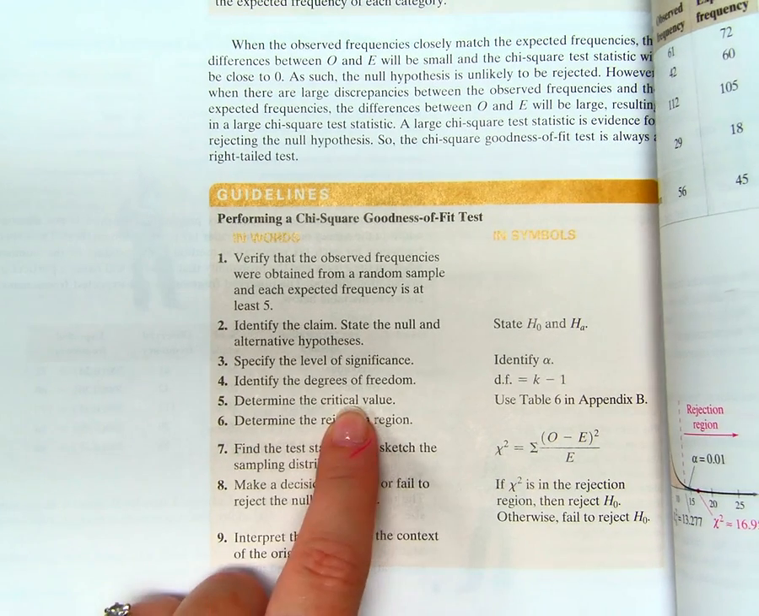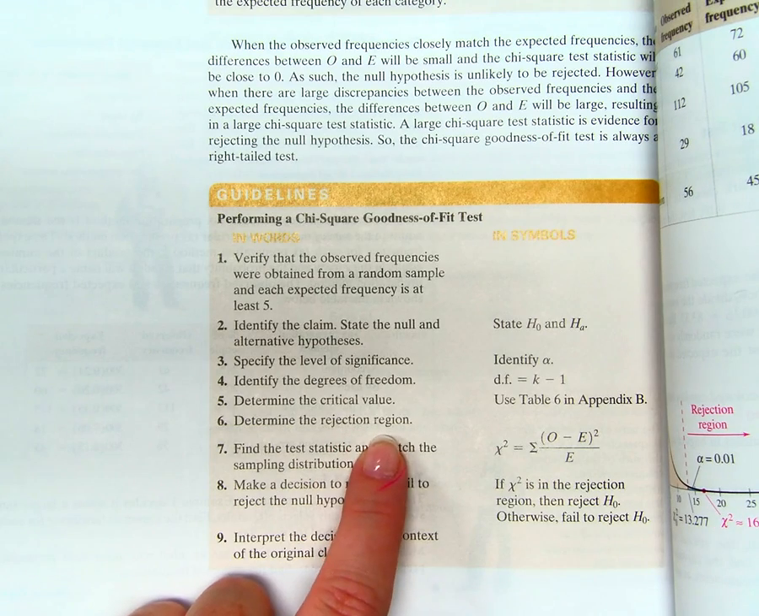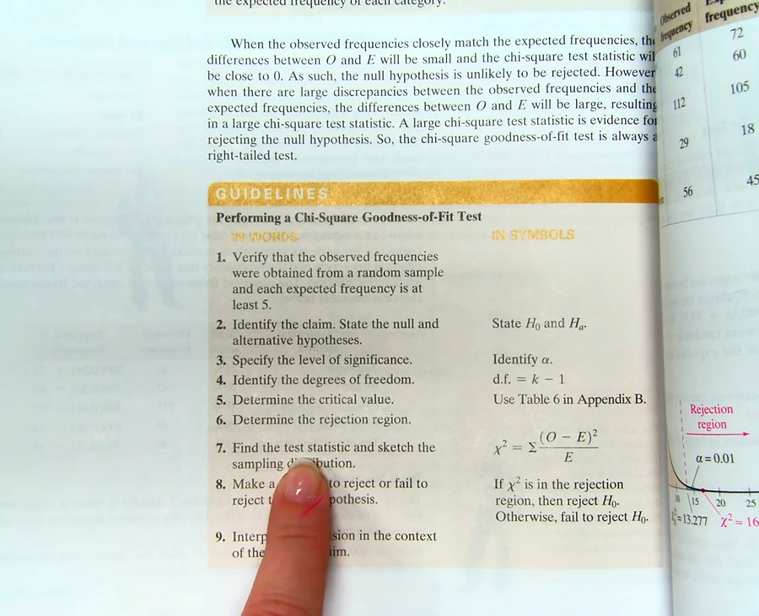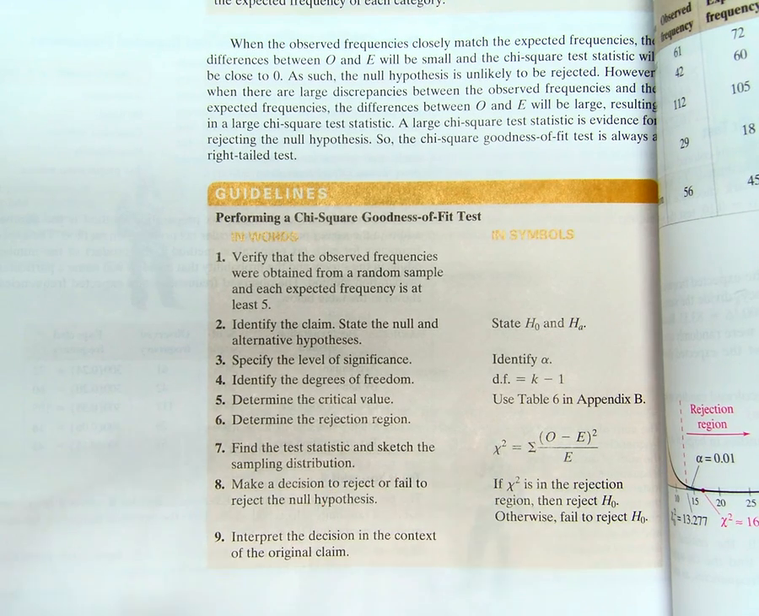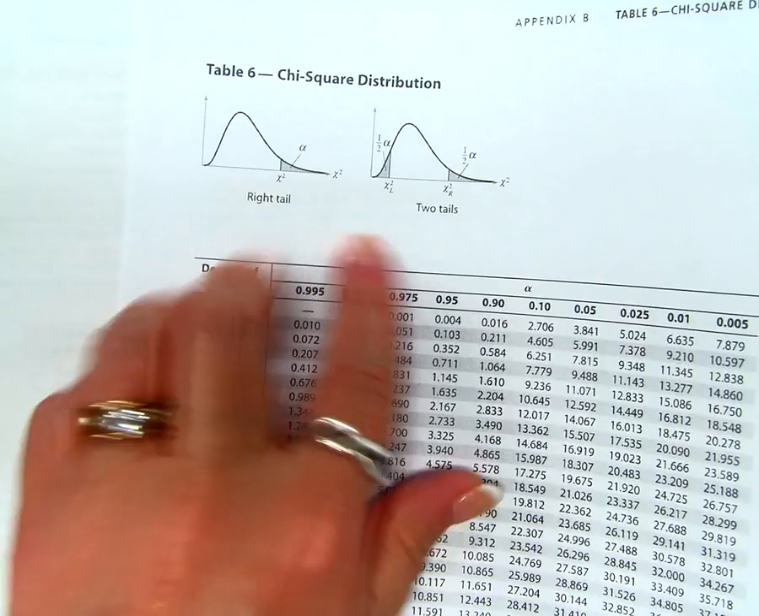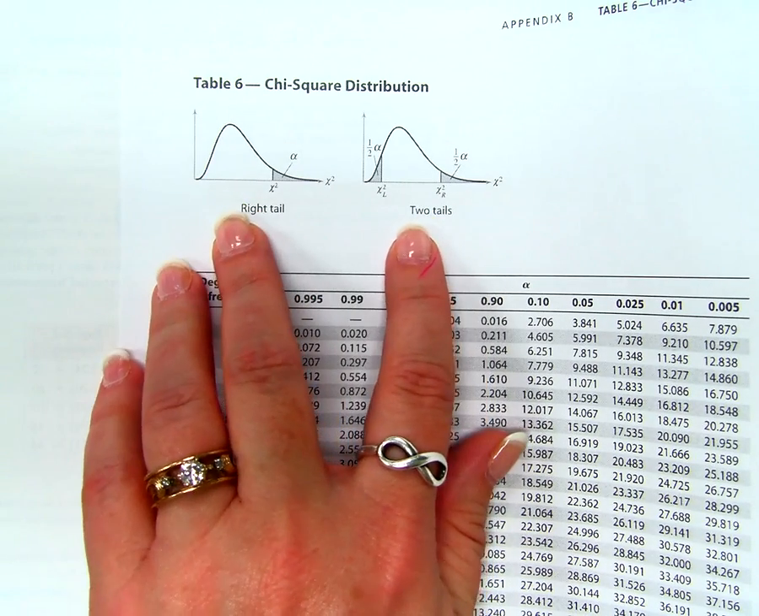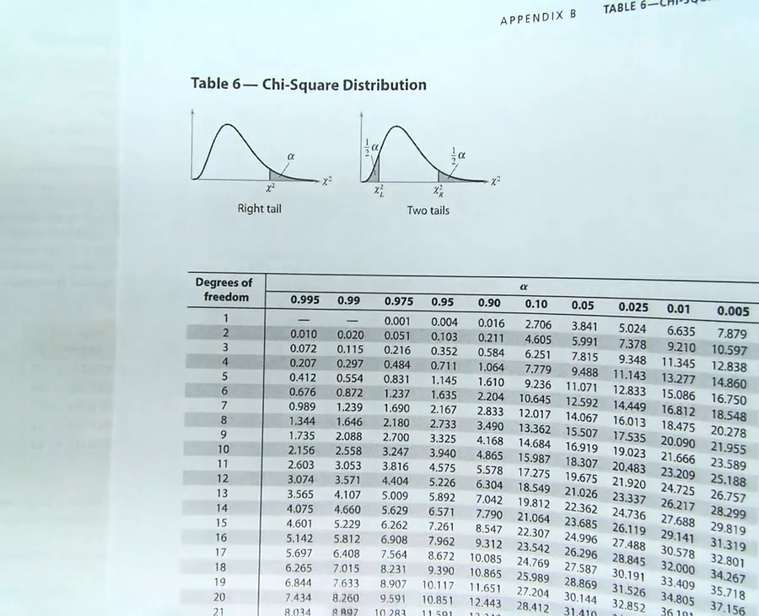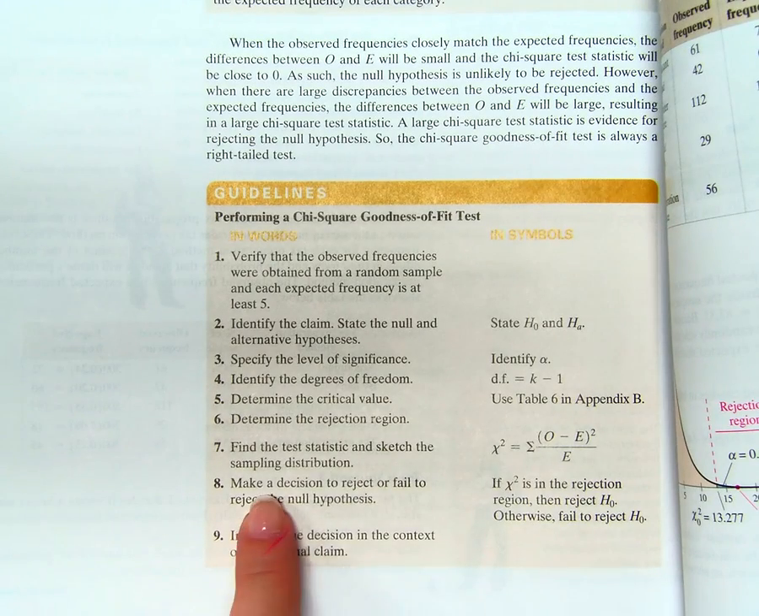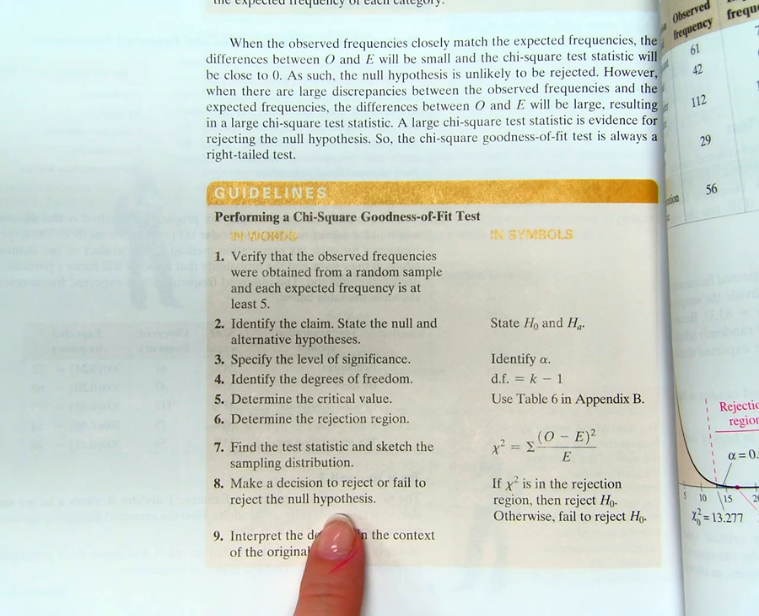So once we find the critical value, that will help us determine the rejection region. All right? Use the test statistic, which I'll show you again, like I said, how to find in the calculator, and sketch the sampling distribution. There's an example of the sampling distributions on the top of the chi-square distribution to know if it's a left tail or right tail or two tails. Okay, we'll talk about that in a minute as well. And then make a decision to either reject or fail to reject the null hypothesis based on if your test statistic is in your rejection region or not. Okay, and then we need to interpret the decision based on the original claim.